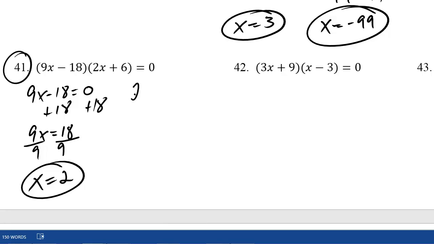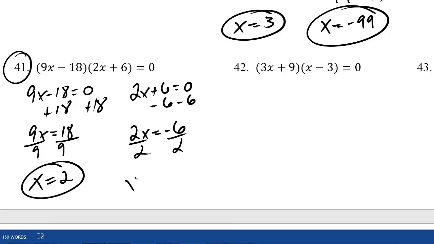Last one, 2x plus 6 equals 0. Subtract 6 from both sides. You'll get 2x equals negative 6. Divide by 2, and you'll get x equals negative 3.